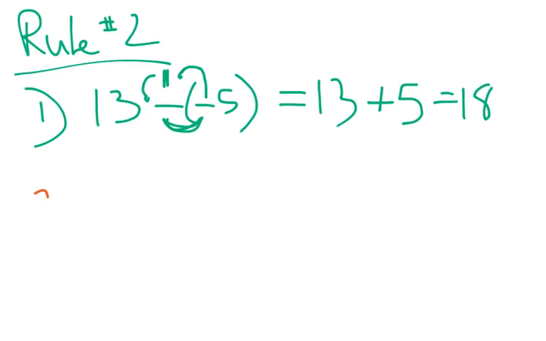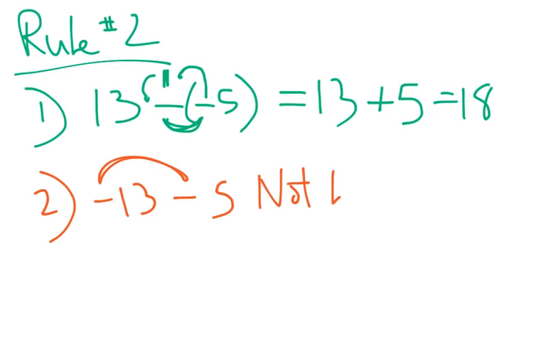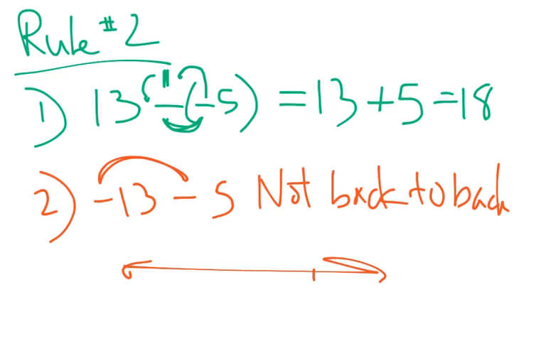Now, just to throw it out there, it has to be back to back. Negative 13 minus 5, these are not back to back, so you can't do that trick. For this one, you're doing the whole number line thing. Here's 0, here's negative 13, and then you go to the left 5 more units: 1, 2, 3, 4, 5. And this one would be negative 18. Okay? All right. So that's how the whole back-to-back thing becomes a plus sign.